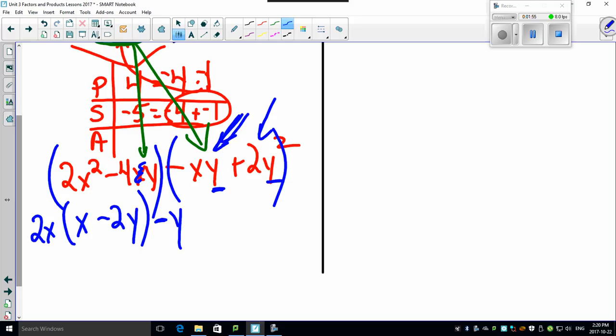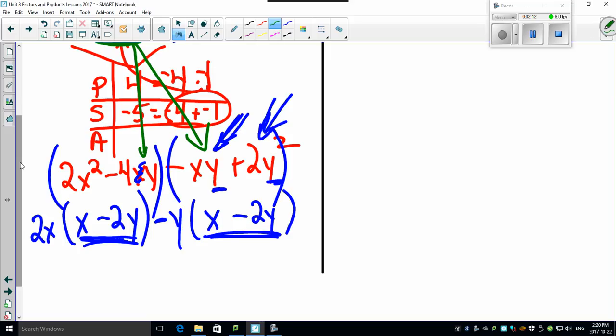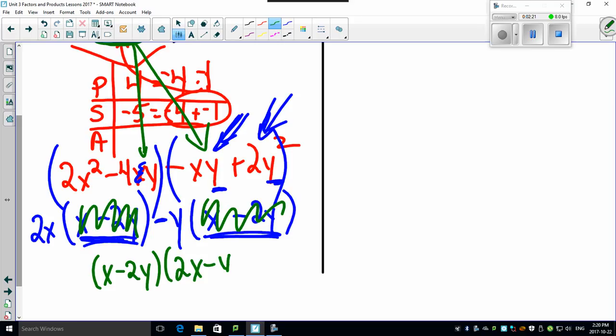Signs are wrong, so you always take out a negative. Okay? Y is a common term to both of them, and look what happens. Look what you're left with. X minus 2y. And look how these two factors, again, are the same. That's so awesome. I love it. So watch this. There's your x minus 2y that you took out. That's gone. That's gone, leaving you a 2x minus y. There's your factorization of, oh, the guy that we can't see way up there.